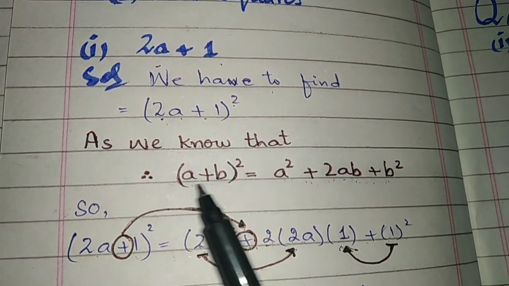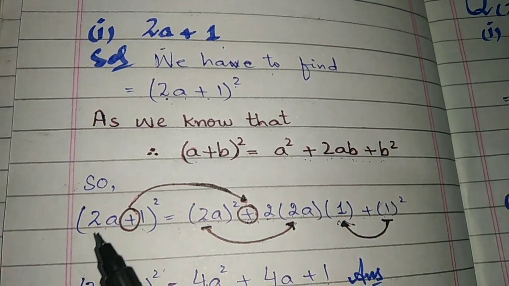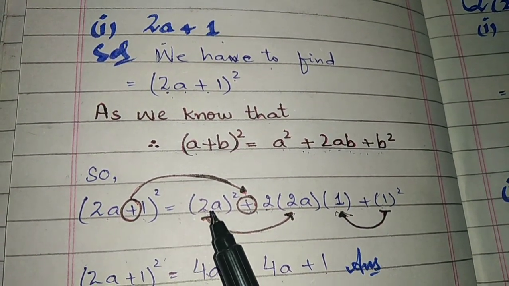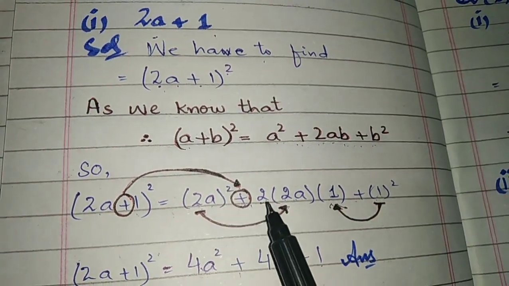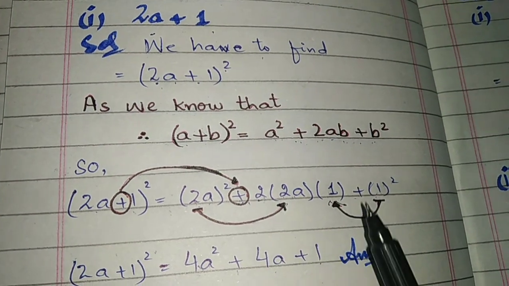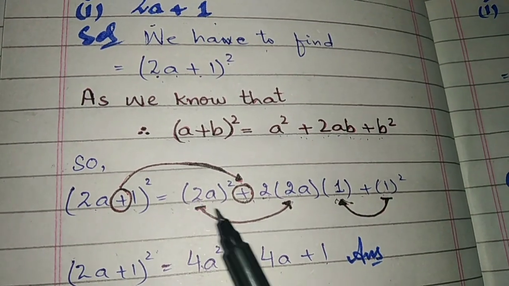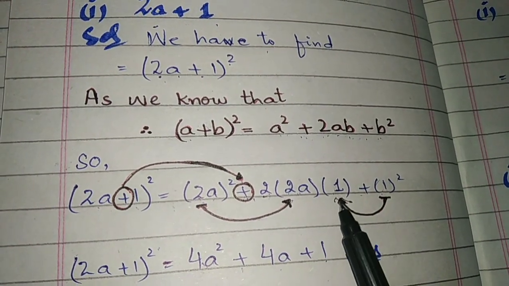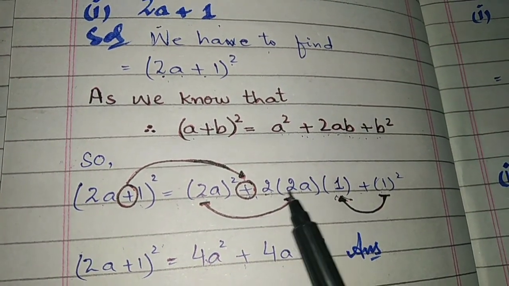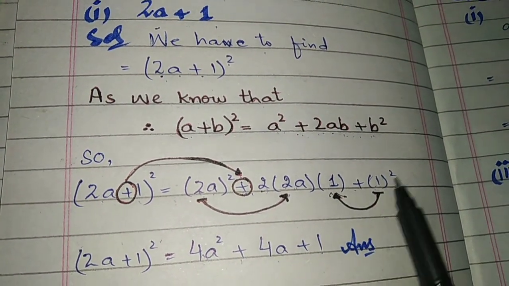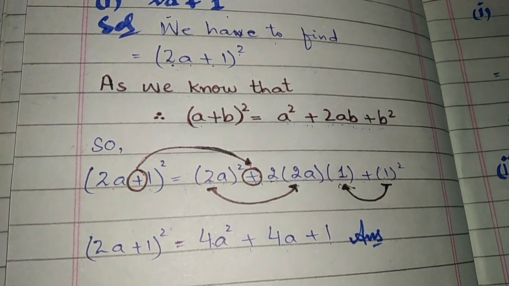As we know that a plus b whole square is equal to a square plus 2ab plus b square. So 2a plus 1 whole square is equal to a square, it means 2a whole square, plus sign, according to the formula, first bracket into second bracket, plus b square, it means 1 whole square. So first term in the first bracket and the last one in the second bracket. So 2a whole square is equal to 4a square, plus 2 into 2a into 1, that is 4a, plus 1 square is equal to 1. So 4a square plus 4a plus 1 is the answer.